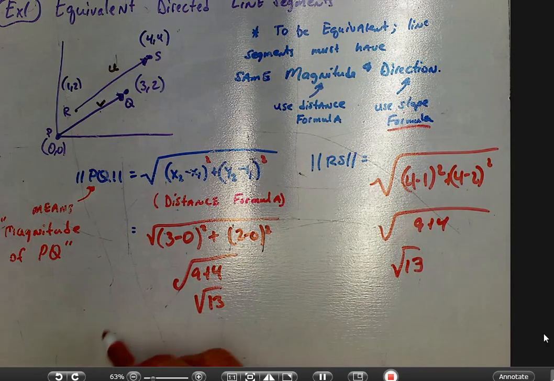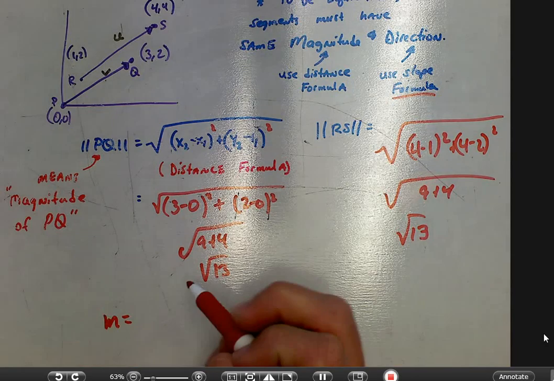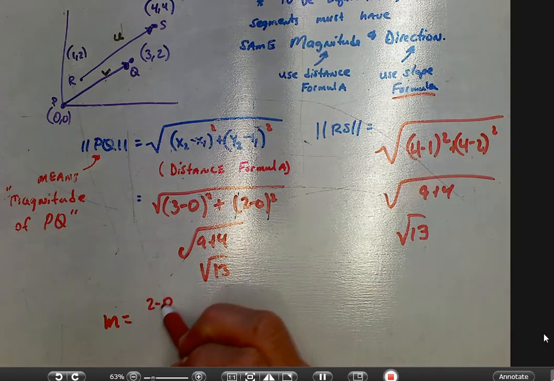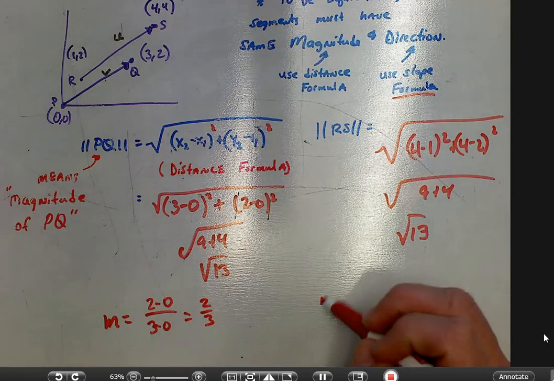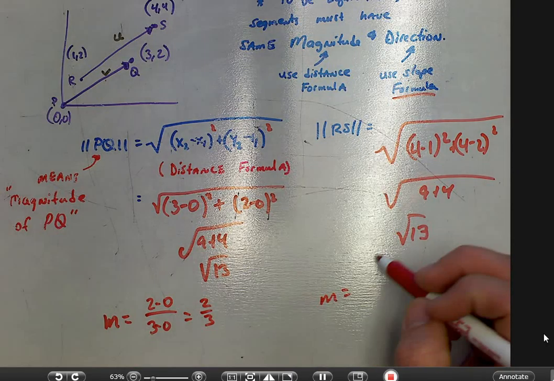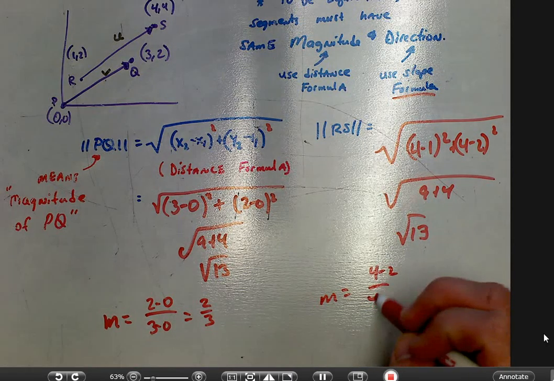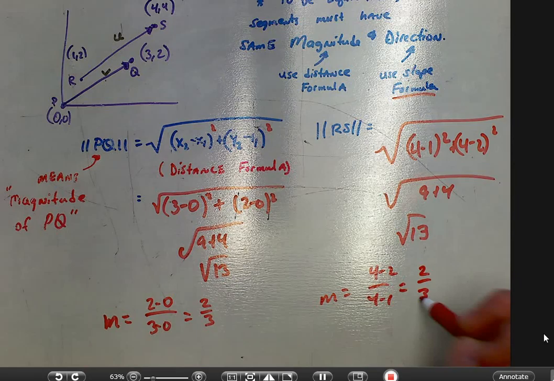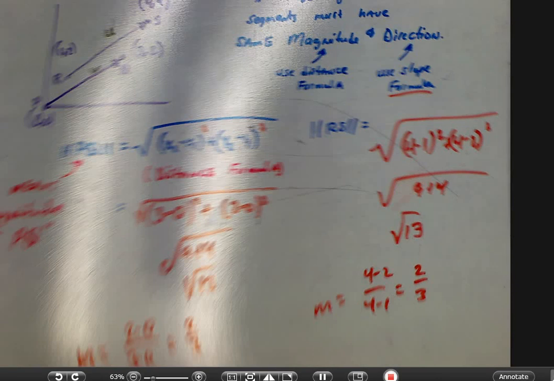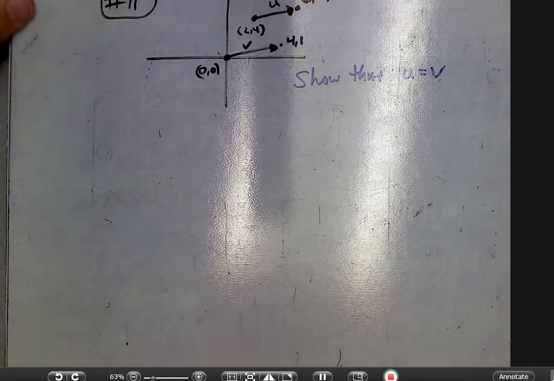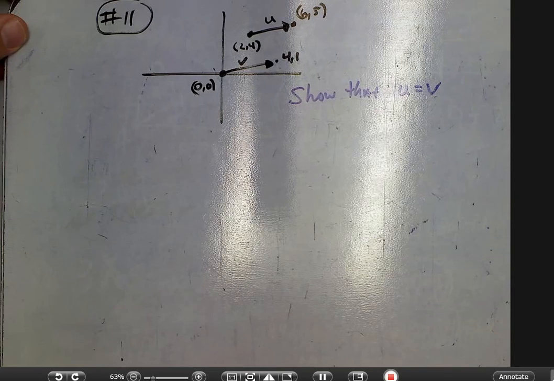So for PQ, m equals y2 minus y1 over x2 minus x1, so 2 minus 0 over 3 minus 0, because y's are over x's, so the slope is 2/3. For RS, it's going to be 4 minus 2 on top of 4 minus 1, which is again 2/3. Since slope and magnitude match each other, we have just shown that these are equivalent directed line segments. Go ahead and try number 11 using the same concept.